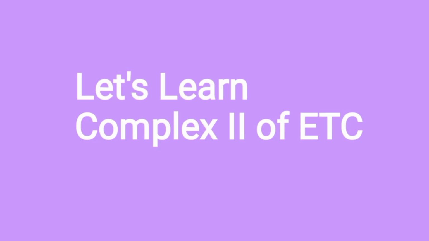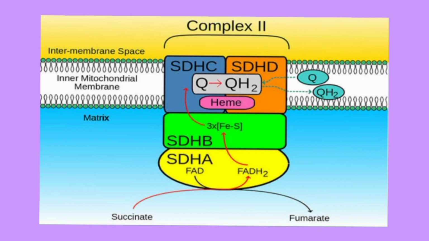Dear viewers, today we are discussing complex II of the electron transport chain. Succinate dehydrogenase catalyzes the oxidation of succinate to fumarate in the citric acid cycle. The succinate dehydrogenase contains bound FAD that is reduced to FADH2 in the reaction.